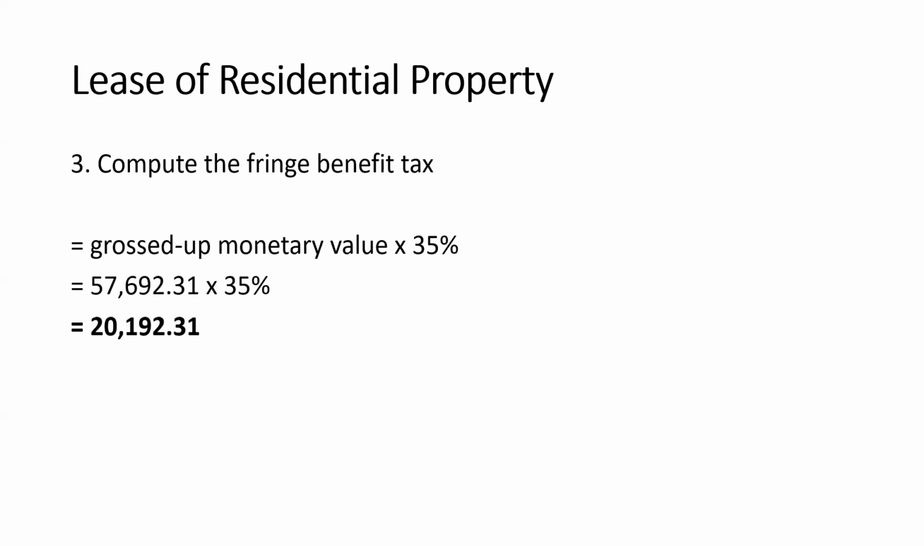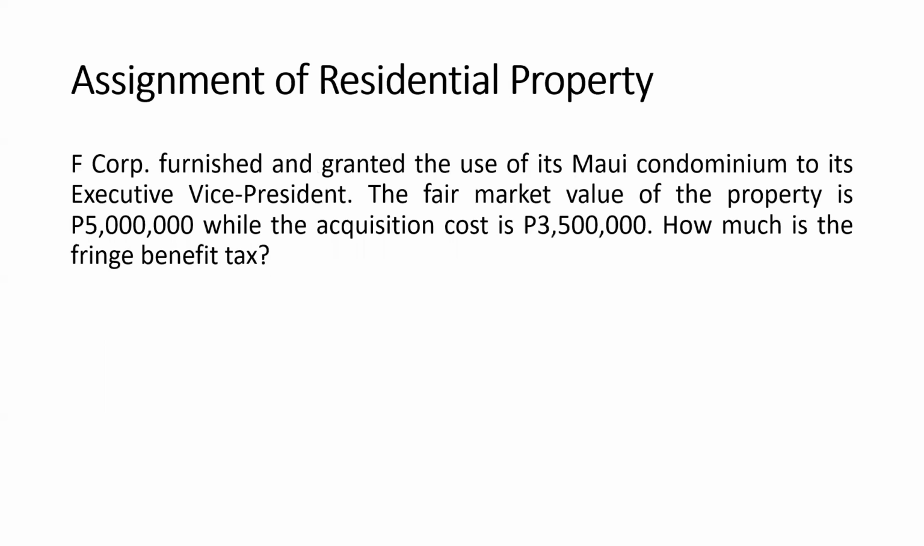So kung tinanong, how much is the total fringe benefit expense? Eh di, yun yung GMV. That is 57,692. Eh kung tinanong lang, how much is the fringe benefit tax? Eh that is 20,192. O pag assignment, anong sinasabi natin? May 5% of the fair market value. Assignment ha, assignment.